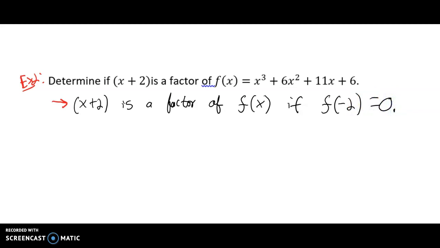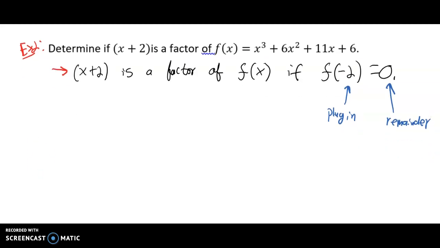So if we plug in negative 2 and we get 0, this is the number you plug in, and 0 is, or whatever number it is the remainder, right? If it's negative 4 is the remainder. If it's 12, 12's the remainder. We are checking to see if the remainder is 0. It will always output a number. That number is always the remainder. We are checking to see whether or not that number is 0.